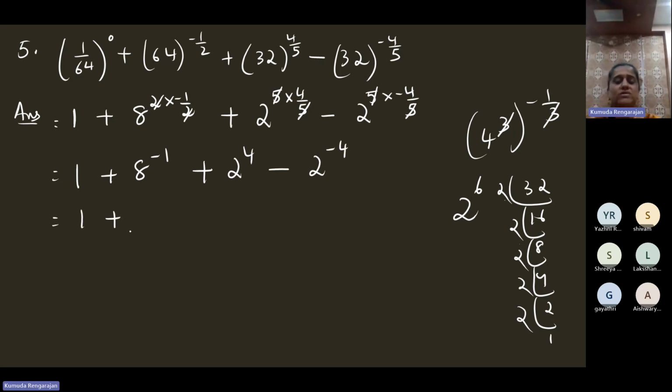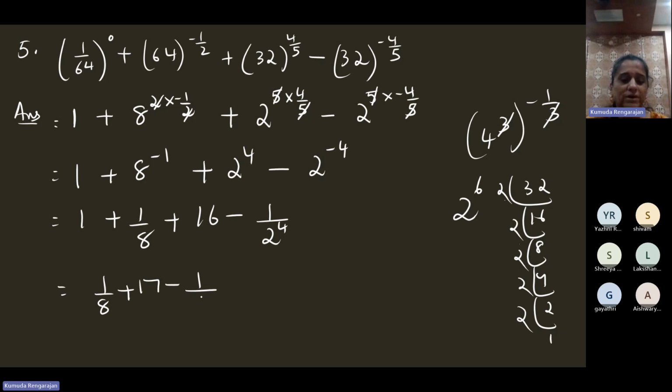So what is 8 to the power minus 1? 1 by 8. 1 by 8 plus, what's the value of 2 to the power 4? 16. Minus, and how do you write 2 to the power minus 4 with a positive exponent? 1 by 2 raised to the power 4. Very good. Now 16 plus 1 is 17. So 1 by 8 plus 17 minus 1 by 16.